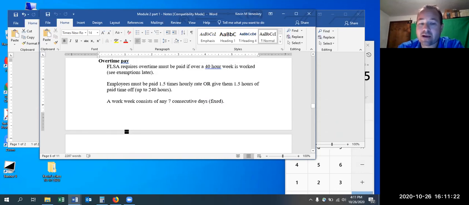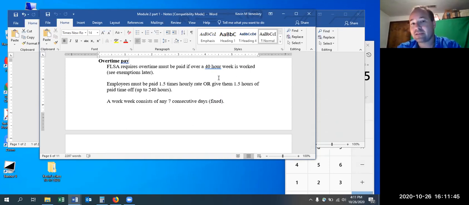FLSA also requires that overtime be paid. Now, there are specific rules about overtime. Not everything is considered overtime. Overtime is simply if you work over 40 hours in a week. If you work 9 hours one day, that doesn't count as 1 hour of overtime. It only counts if you work more than 40 hours in an entire week.